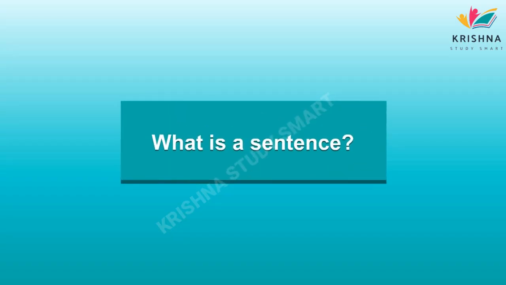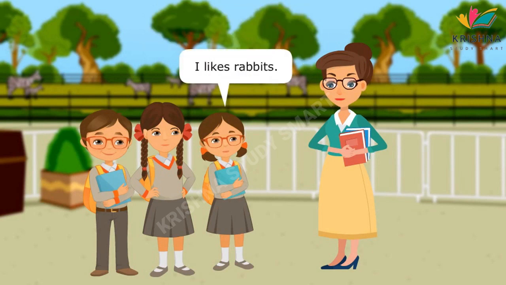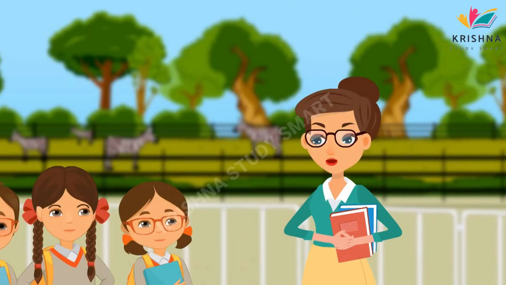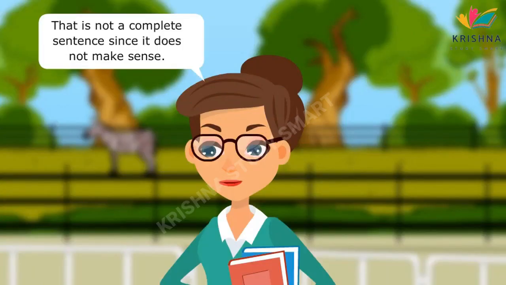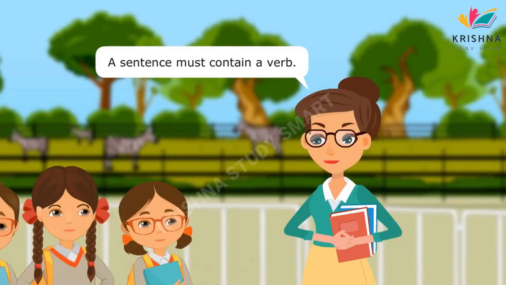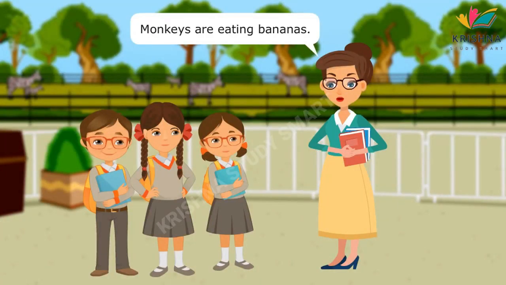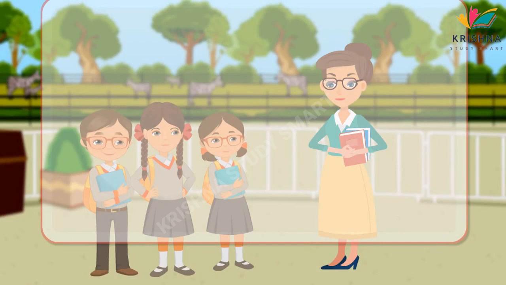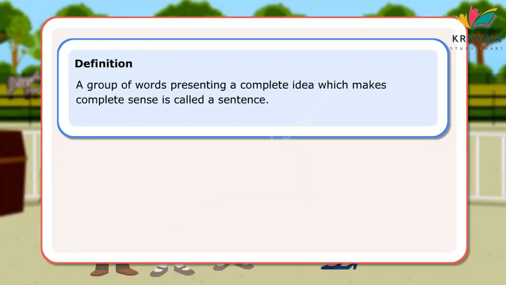What is a sentence? Look at the animals in the zoo and tell me something about them. I likes rabbits. The correct sentence is I like rabbits. Monkeys bananas. That is not a complete sentence, since it does not make sense. A sentence must contain a verb. The correct sentence is monkeys are eating bananas. Definition. A group of words presenting a complete idea which makes complete sense is called a sentence.